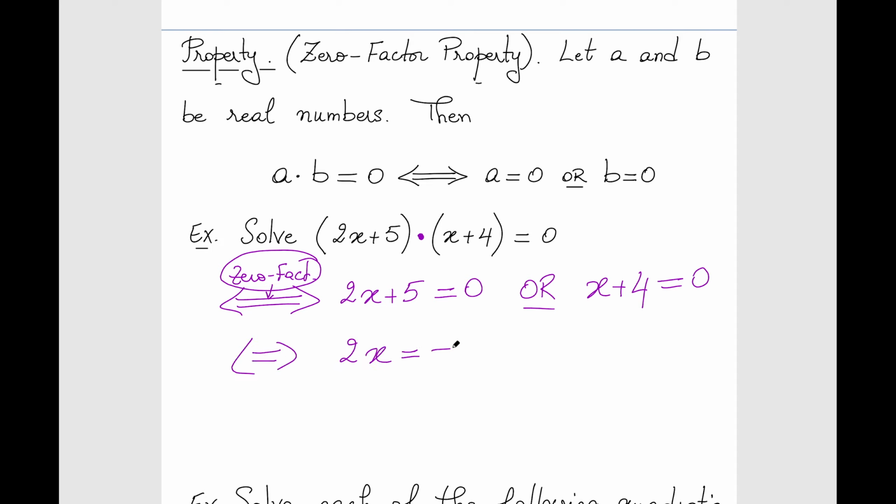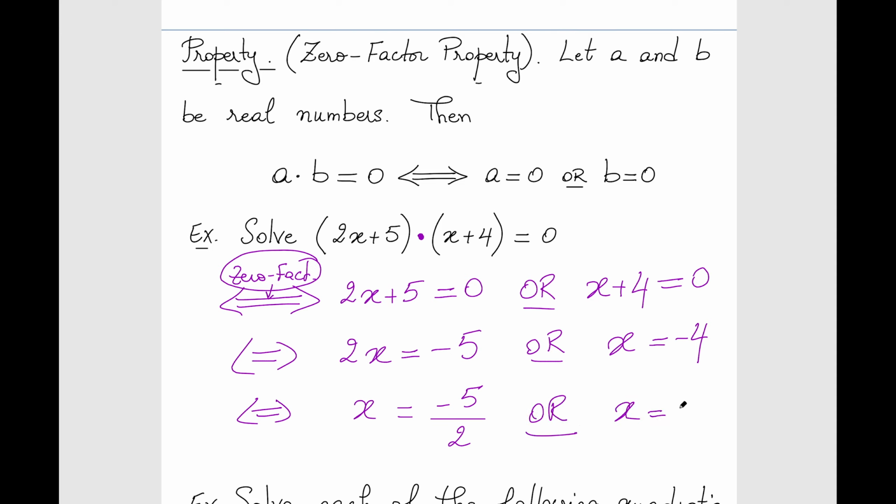2x is equal to negative 5 in the first equation. And the second one becomes x equals negative 4, right? And that's exactly the same as saying 2x is negative 5 means x is negative 5 over 2. And the second one is simply x equals negative 4, right? So this product is 0 exactly if x is negative 5 over 2 or x is negative 4.